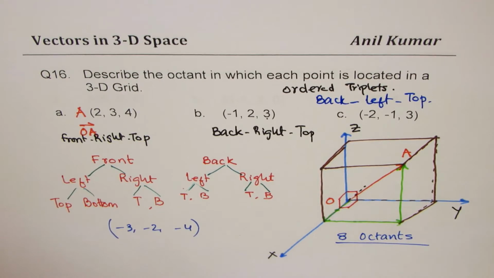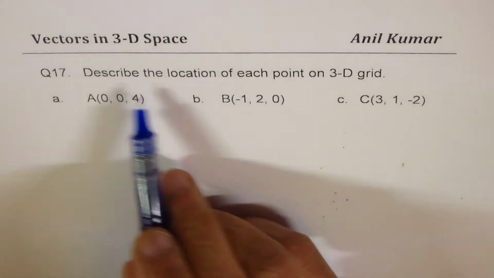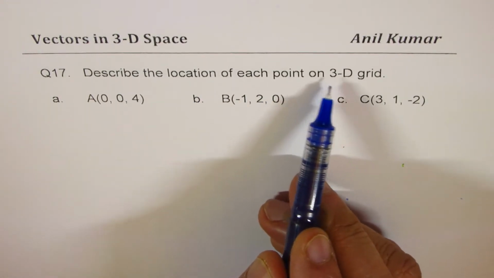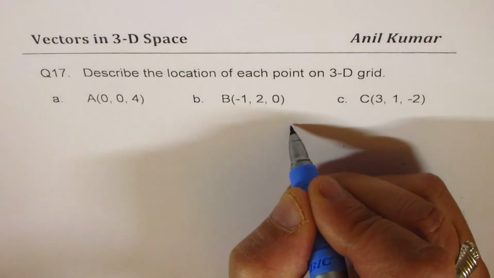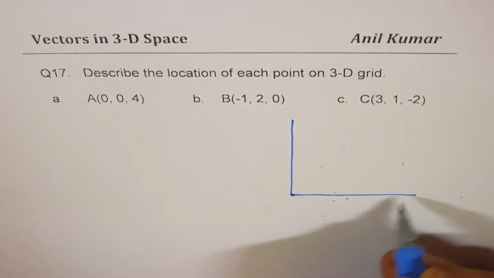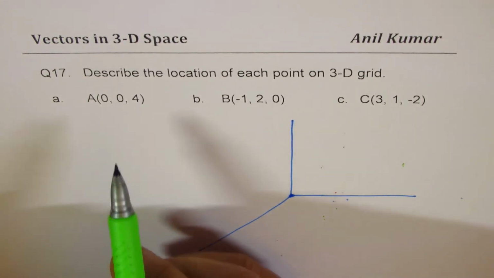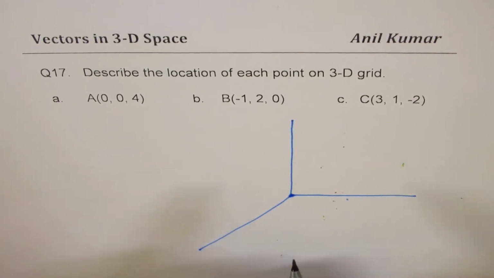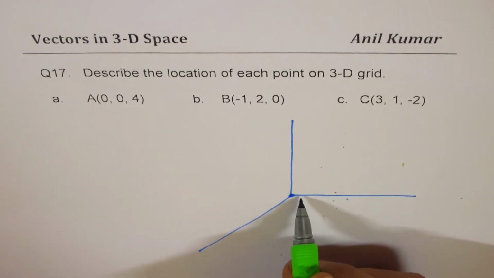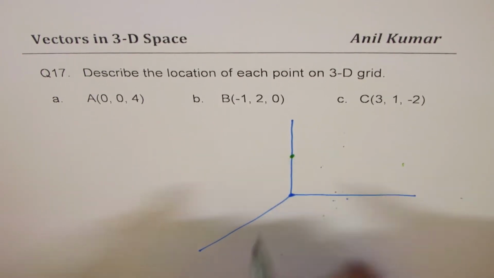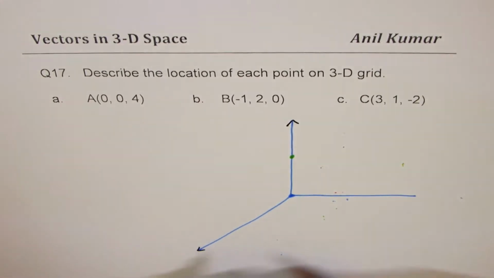So let's move on and now take question number 17. Question number 17 is describe the location of each point on the 3D grid. So it is exactly what we did earlier, right? So what we will do now here is quickly sketch these points. So when I say 0, 0, 4, it really means you don't move along the x-axis. You don't move along the y-axis. However, you move along the z-axis, correct? So where are you? How will you describe this position?